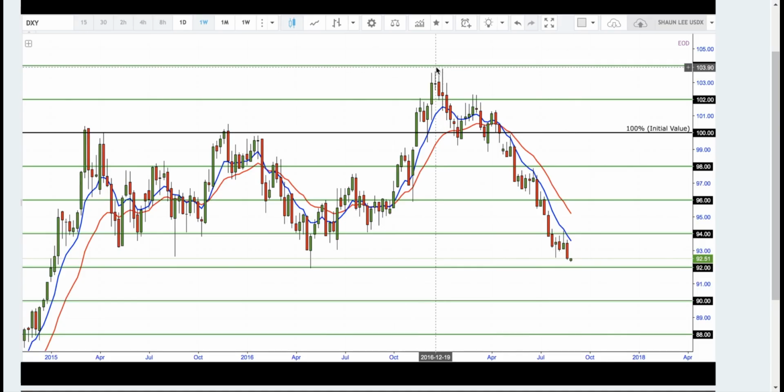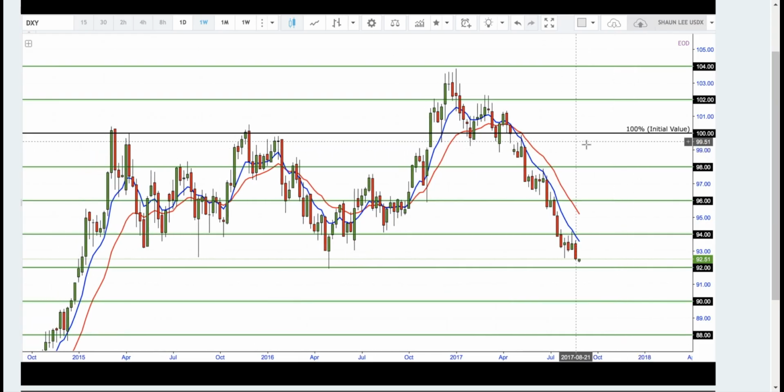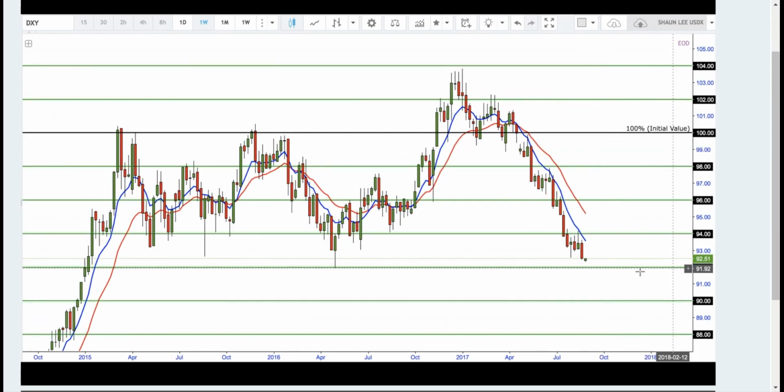Back in October, November 2016, it made highs of around 103.81. So that's 3.8% from the initial original value. So the key levels on here, I will break this down afterwards properly. But at the moment, the dollar has been sinking for about 6 or 7 months now, and it's depreciated 7% against the majors.